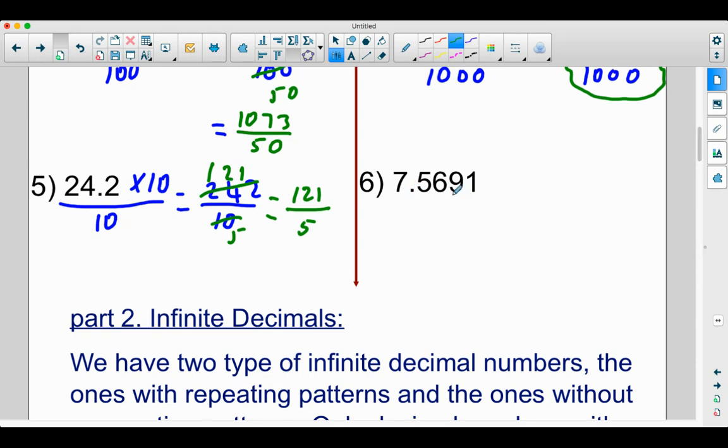Now, I wanted to give this example to show you that no matter how many digits you have after the decimal point, you can always change a finite decimal number into a fraction. So right here we have 4 digits after the decimal point. So we are going to multiply by 10,000, 1 followed by 4 zeros, and divide by 10,000.